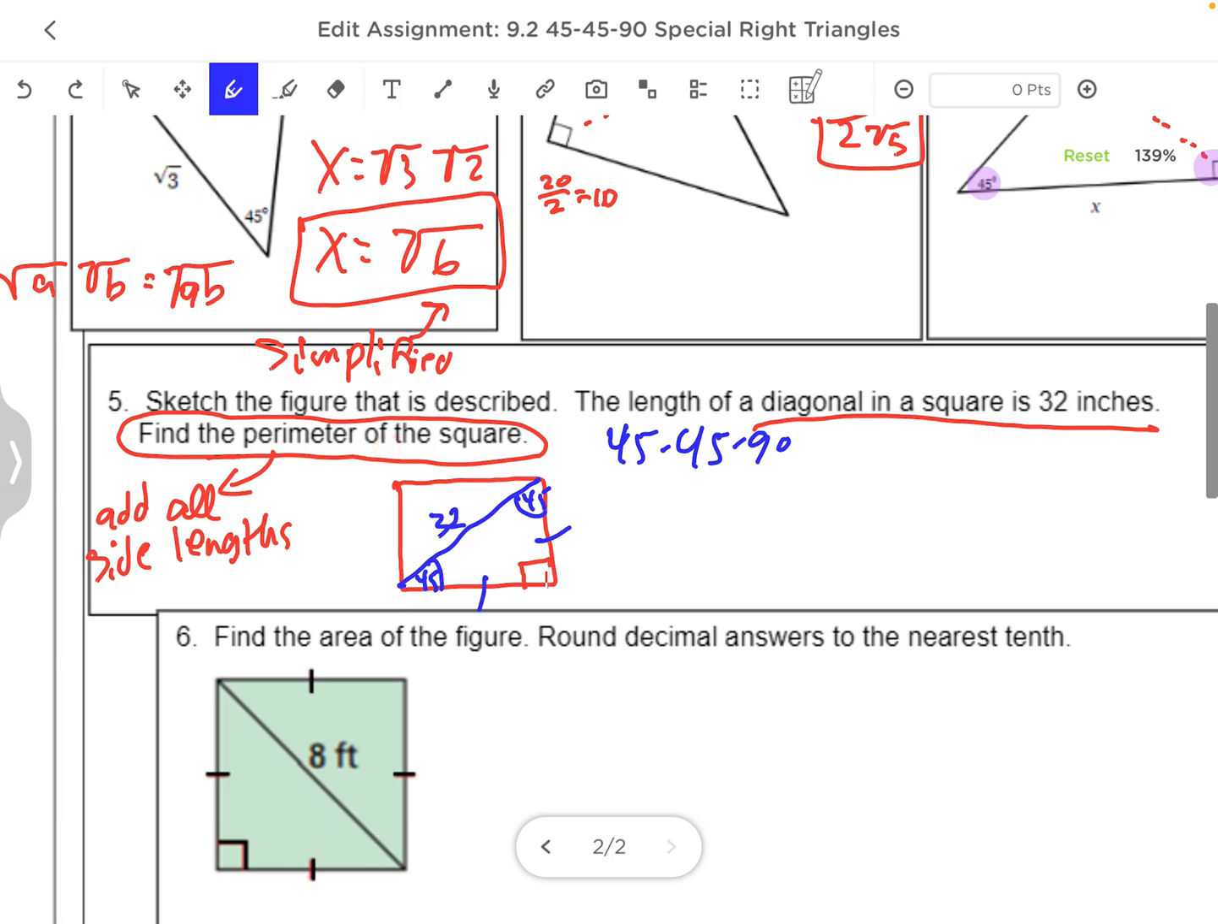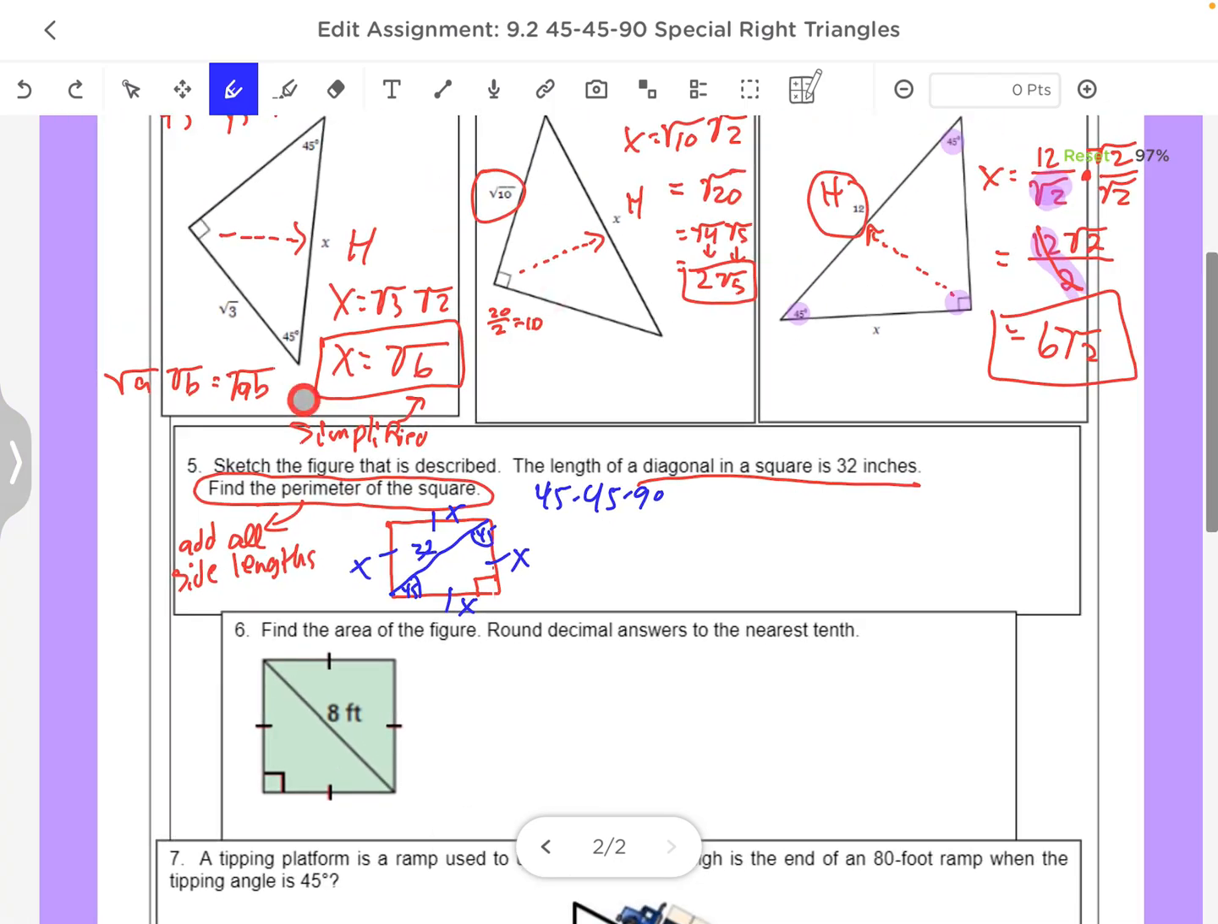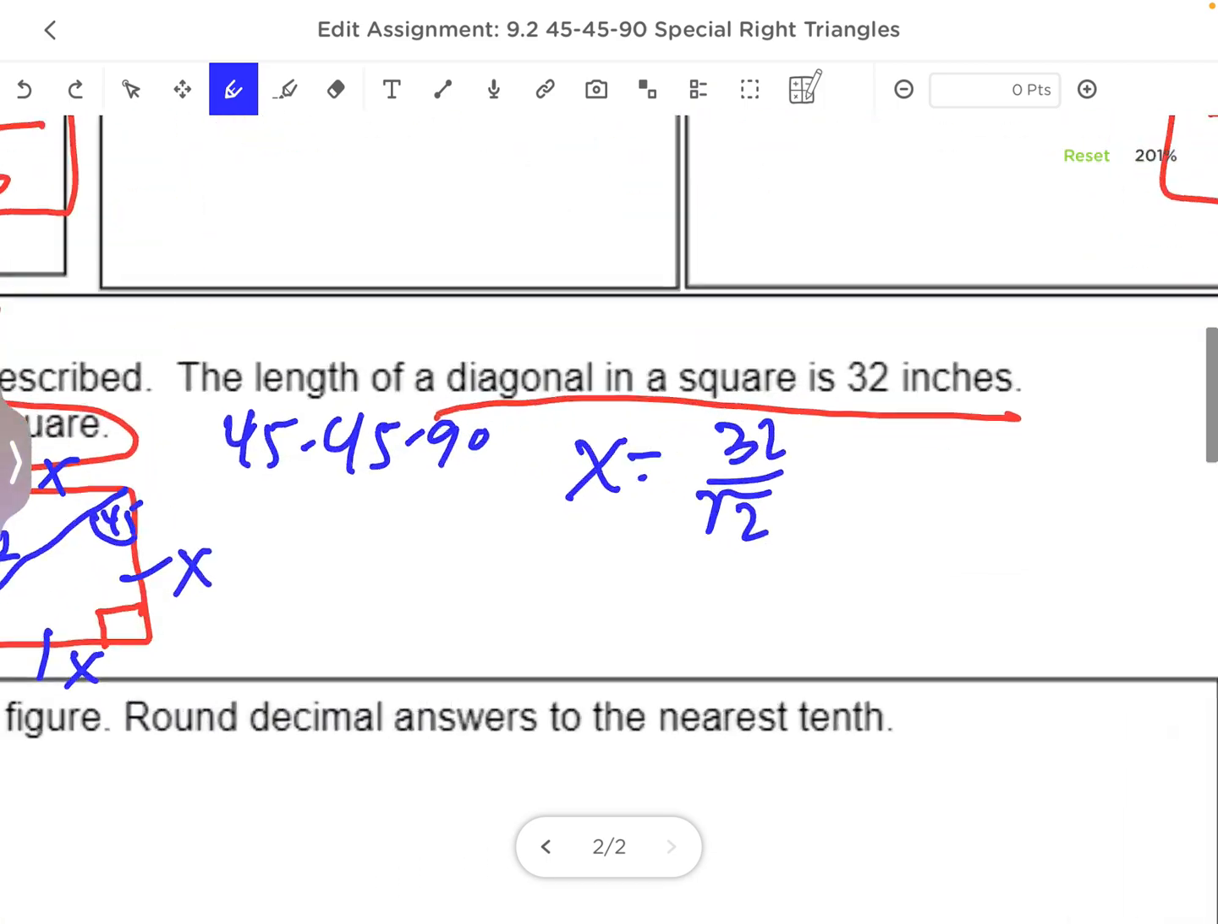Well, we need to calculate these side lengths. Now, being a square, how about I put that for x, right? Being a square, they're all going to be x. So if I find out x, I just add them all up to get that perimeter. So let's do it. If we are given the hypotenuse and we're trying to find the leg, we are going to divide by the square root of 2. So x is equal to 32 divided by the square root of 2, right?